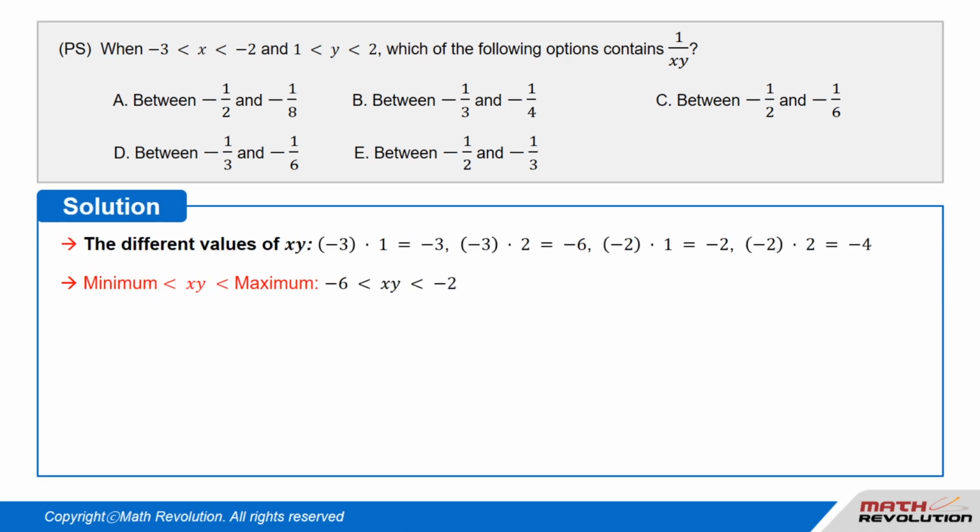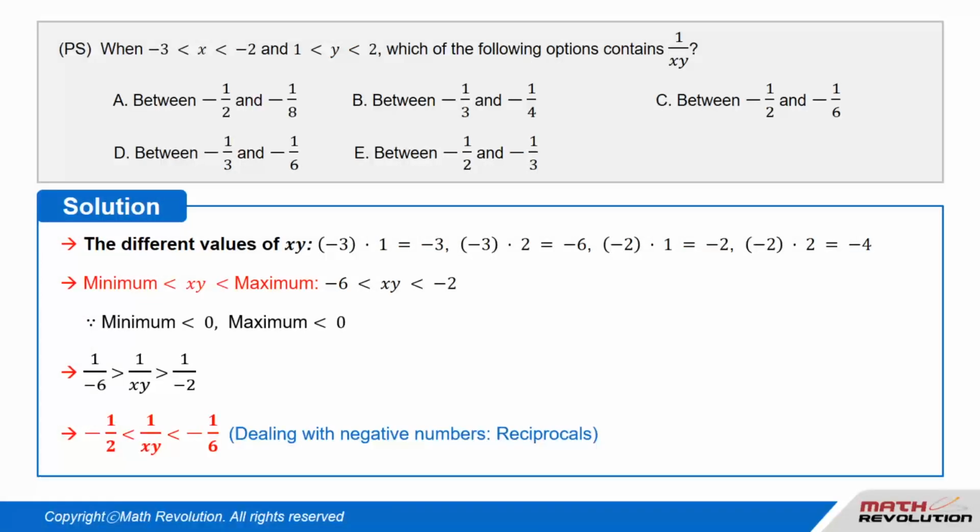The different values of x times y are -3 times 1 equals -3. -3 times 2 equals -6. -2 times 1 equals -2. -2 times 2 equals -4. So we get minimum is smaller than x times y, which is smaller than maximum, or -6 is smaller than x times y, which is smaller than -2.